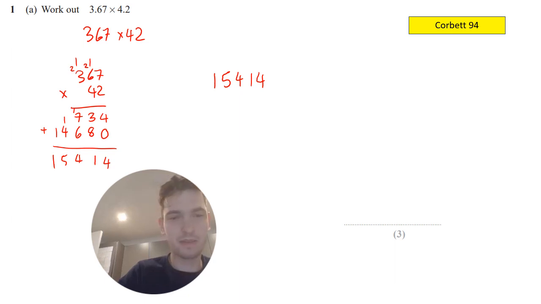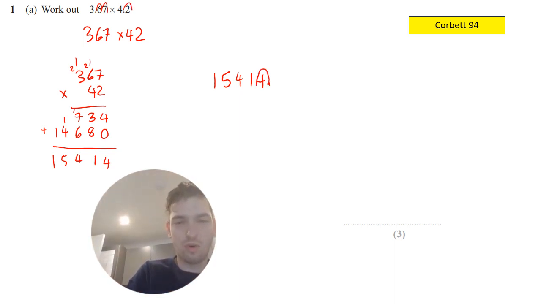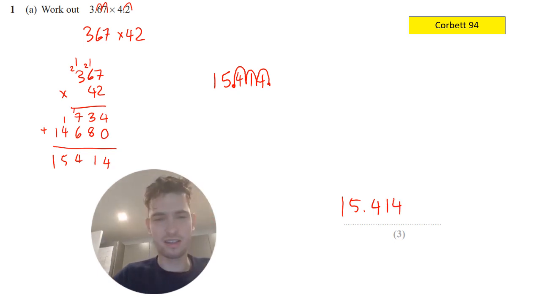We need to think, how many decimal points have we moved? We have moved 1, 2, 3 in total. So we're going to go 1, 2, 3 to get our answer, 15.514. And let's just sense check, does that answer make sense? Well, 3.67 is about 4, 4.2 is about 4. So 4 times 4 is 16. So our answer is close to that, so that definitely makes sense.